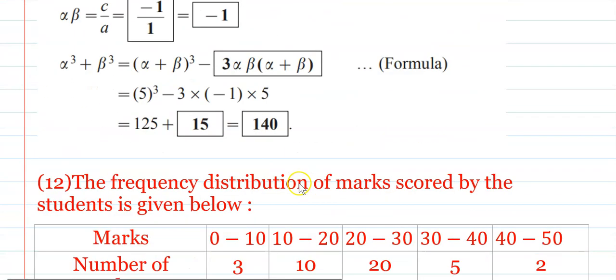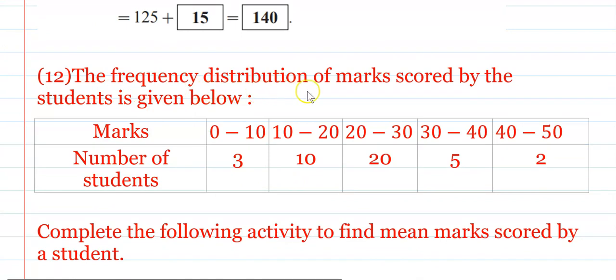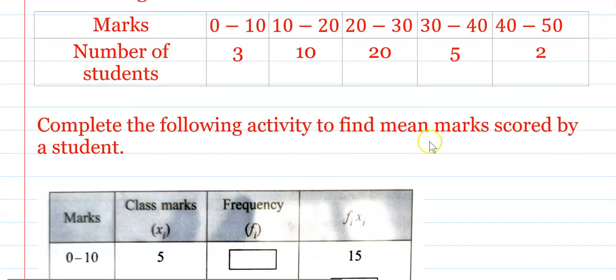Now, the next question. The frequency distribution of marks scored by students is given below. Marks 0 to 10, number of students is 3. 10 to 20, 10. 20 to 30, okay, 20. And 30 to 40, 5. 40 to 50, 2. Complete the following activity to find the mean marks scored by the students.